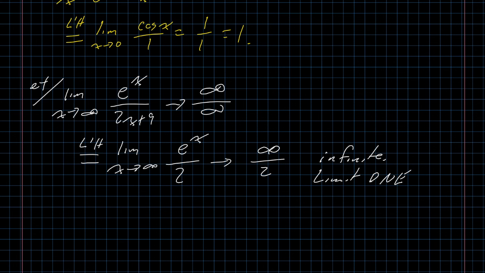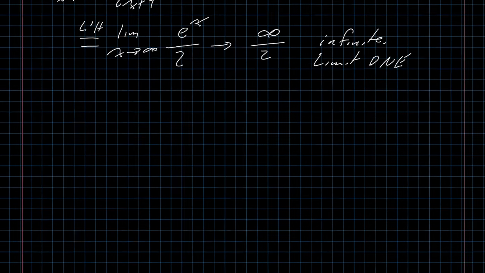Combining infinity and 0 in other ways can produce other indeterminate forms. So for example, if I want to take the limit as x approaches 0 of x times the natural log of x. Well, as x goes to 0, x goes to 0. But as x goes to 0, the natural log of x goes to negative infinity.